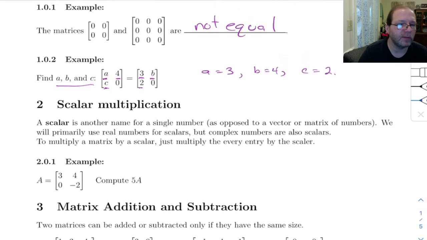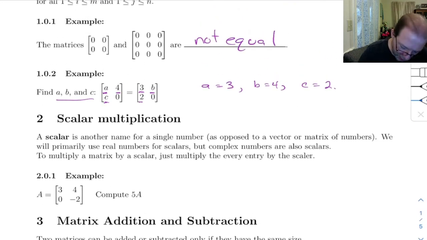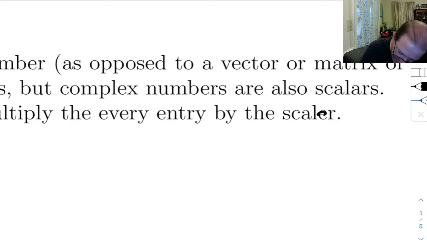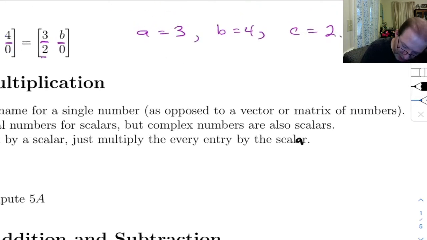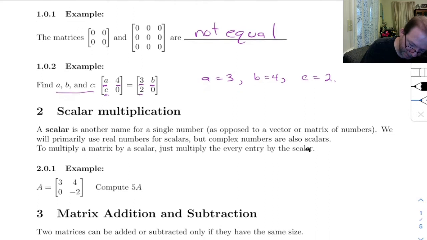First up, let's look at scalar multiplication. A scalar is just another name for a single number as opposed to a vector or a matrix of numbers. And for us, when we talk about scalars, we're pretty much always going to be talking about real numbers. But you could use complex numbers for scalars as well. And to multiply a matrix by a scalar, you just multiply every entry in the matrix by the scalar. And by the way, this is a typo. Scalar in this sense is spelled S-C-A-L-A-R.